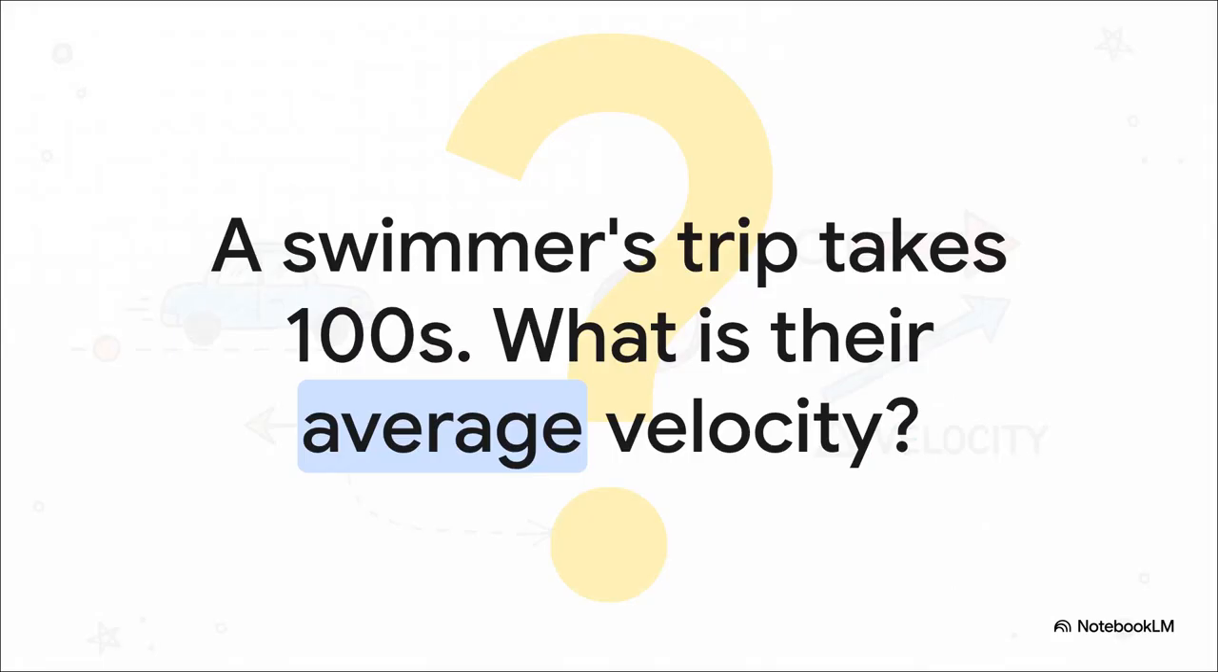All right, here's the setup. You've got a swimmer. They swim 50 meters east, then they turn around and swim 25 meters back to the west. And that whole trip takes exactly 100 seconds. So, what's their average velocity? Go ahead, take a second and think about how you'd solve that. You've got distance, you've got time. Seems pretty straightforward, doesn't it?